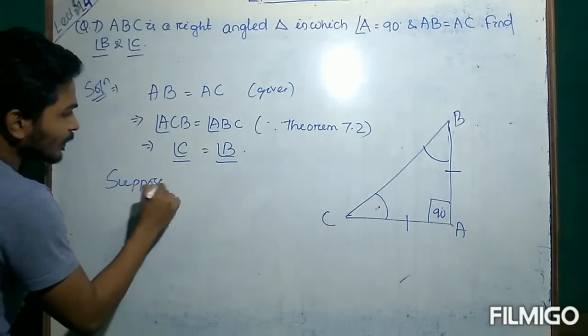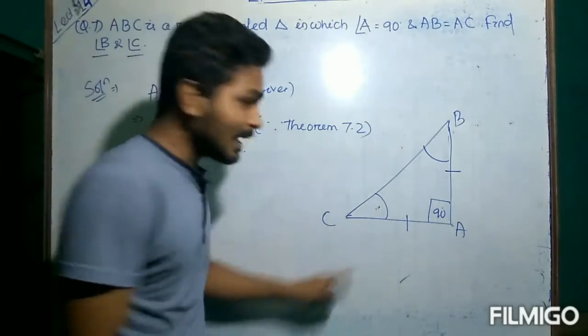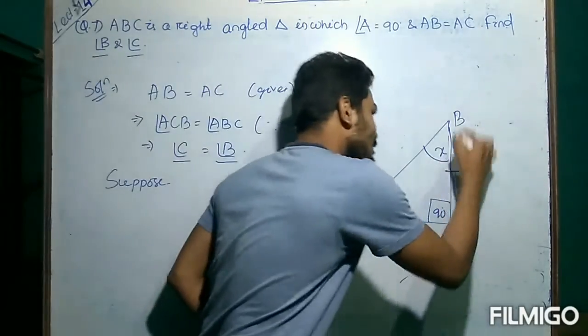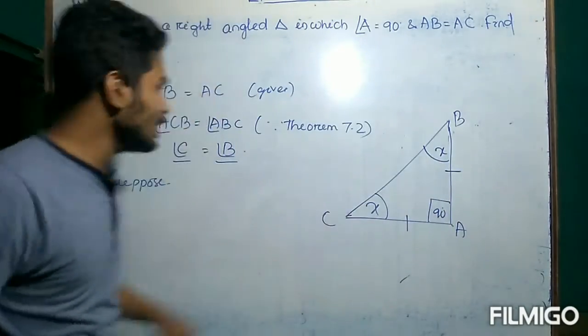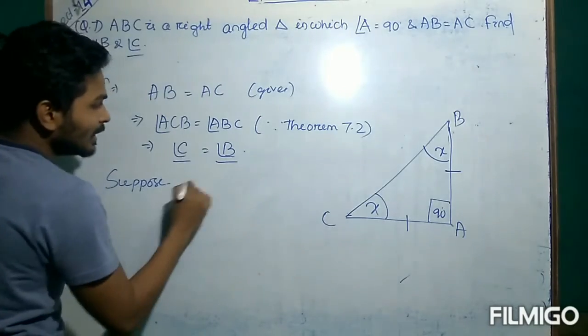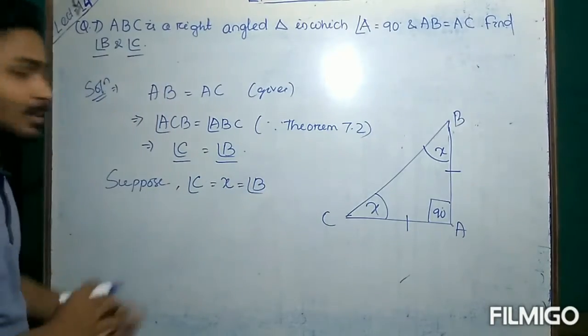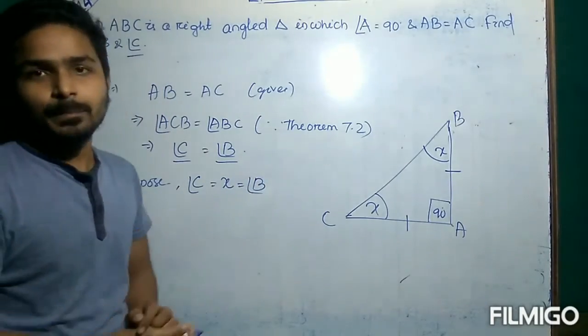Suppose we take this angle as X. Then what is the value of this angle? It is also X, because these two angles are equal. So we have taken C as X. Then what is the value of B? That is also X. So C is equal to B is equal to X.